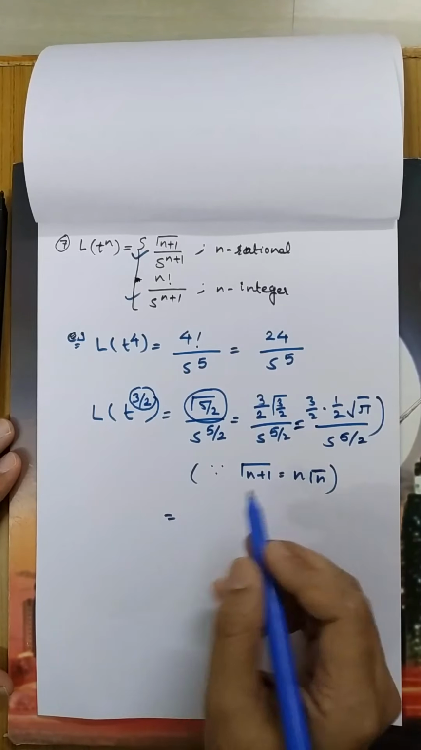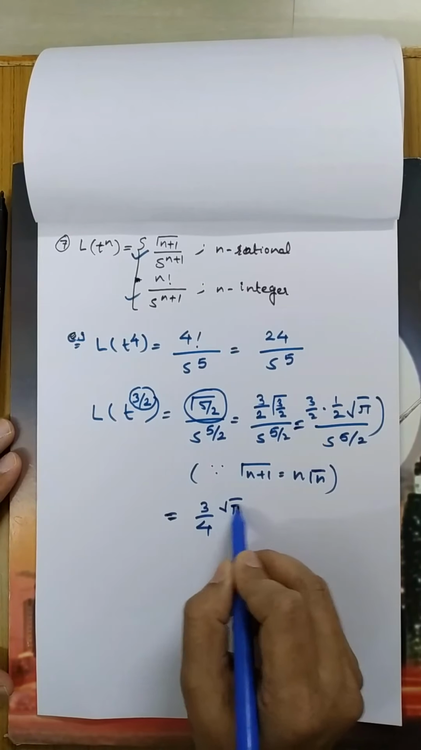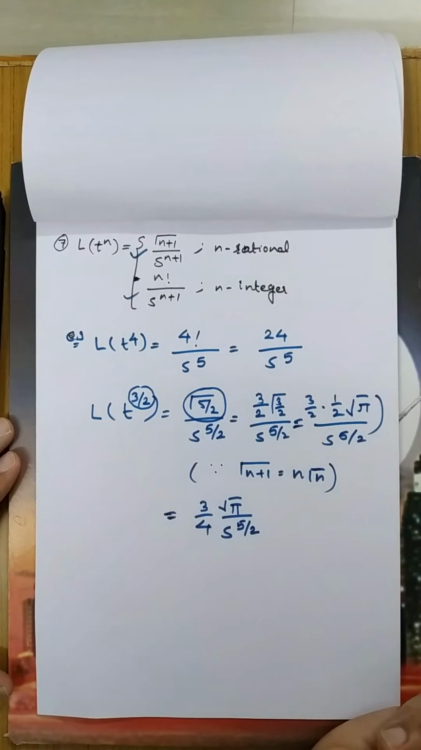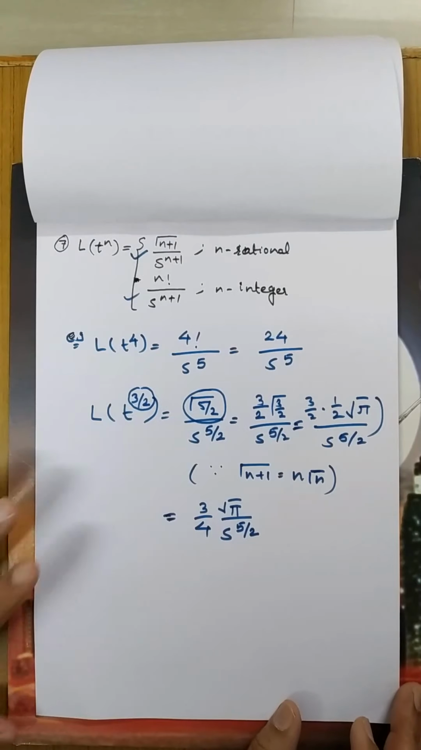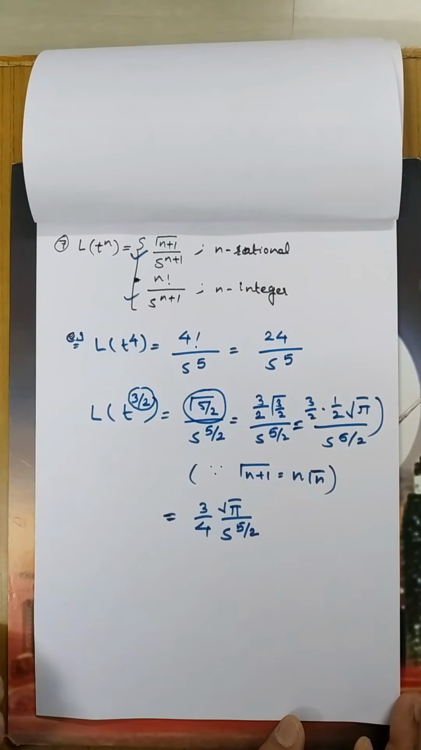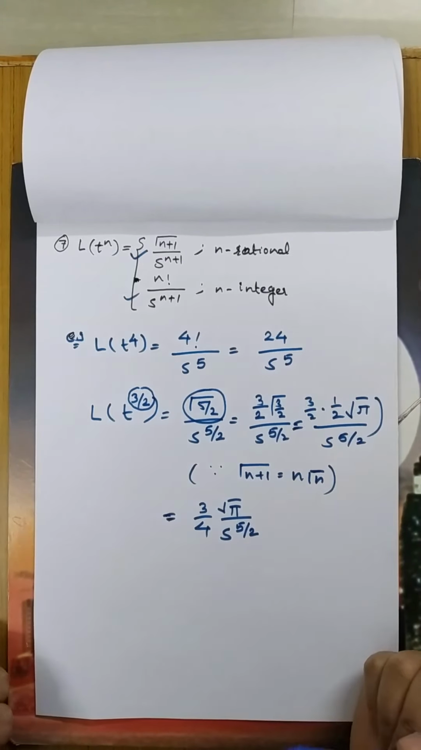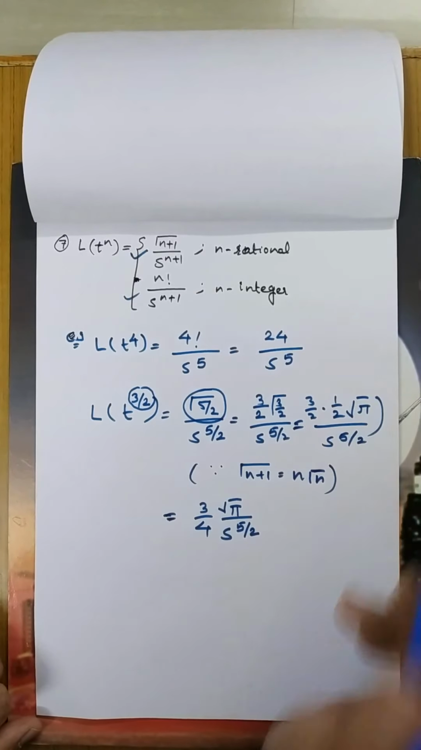Okay, so the final answer is 3 root pi by 4 s raised to 5 by 2. We can apply this formula on t raised to 3 by 2. In the same way, Laplace of t raised to 5 by 2 is gamma 7 by 2 by s raised to 7 by 2. And by use of the property of the gamma function, we can reduce it further.